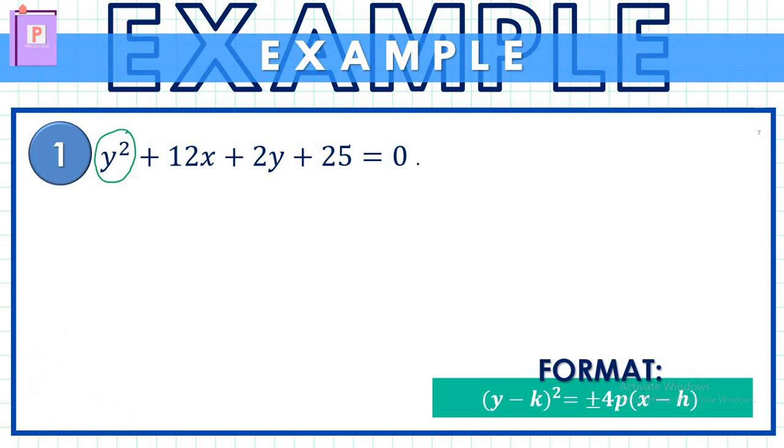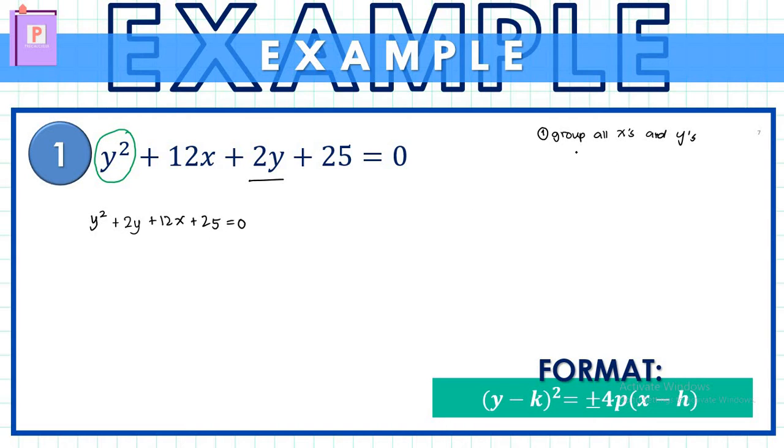Now, how do we start transforming general to standard form? It will be the same as what we did with circles. The first thing that we need to do is to group all x's and y's. Since y is the one that is squared, we copy it and then put beside it the term with y, which is 2y. So that will be y squared plus 2y. Then copy the rest of the terms since there are no terms with similar variables: plus 12x plus 25 equals 0.